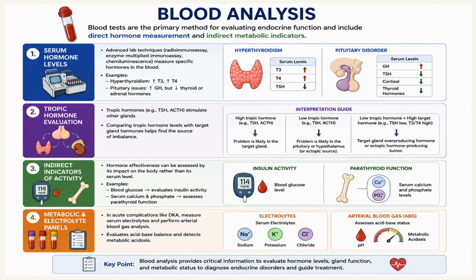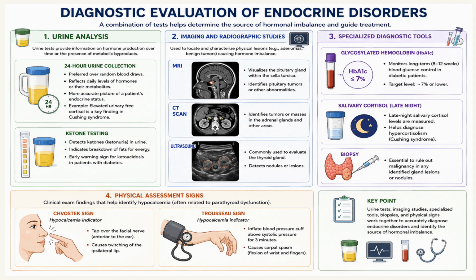Now, together, the blood analysis provides valuable information about hormone production, hormone effectiveness, and the body's overall metabolic status, making them an essential tool in diagnosing and managing endocrine disorders. While blood tests are the primary method for evaluating endocrine function, other diagnostic tools are also often used to provide a more complete picture of hormone production, gland function, and structural abnormalities.